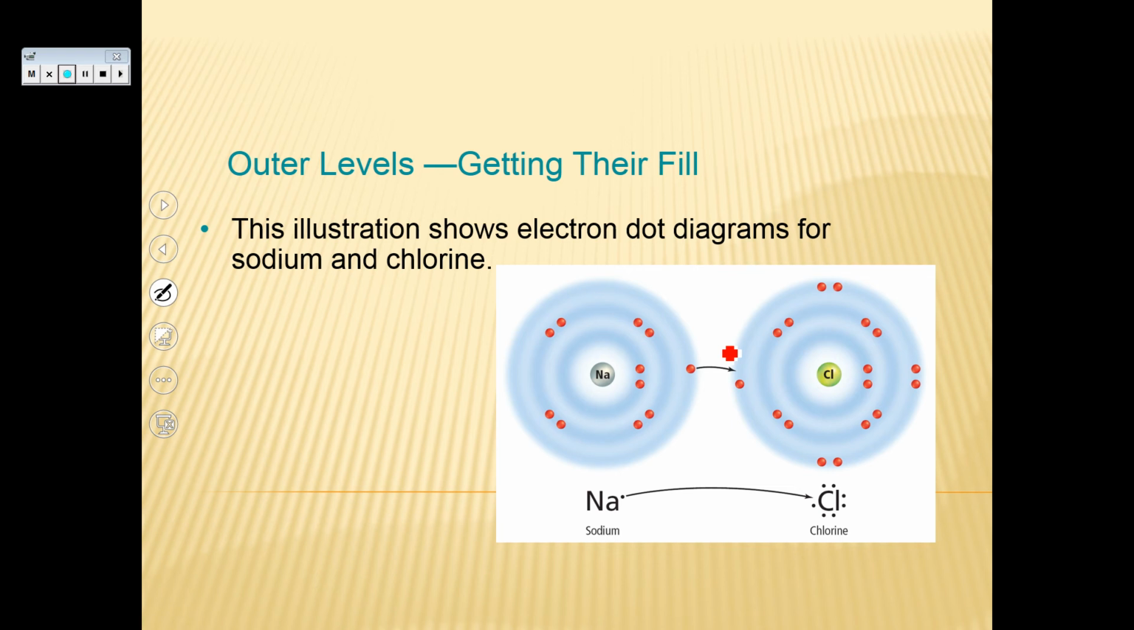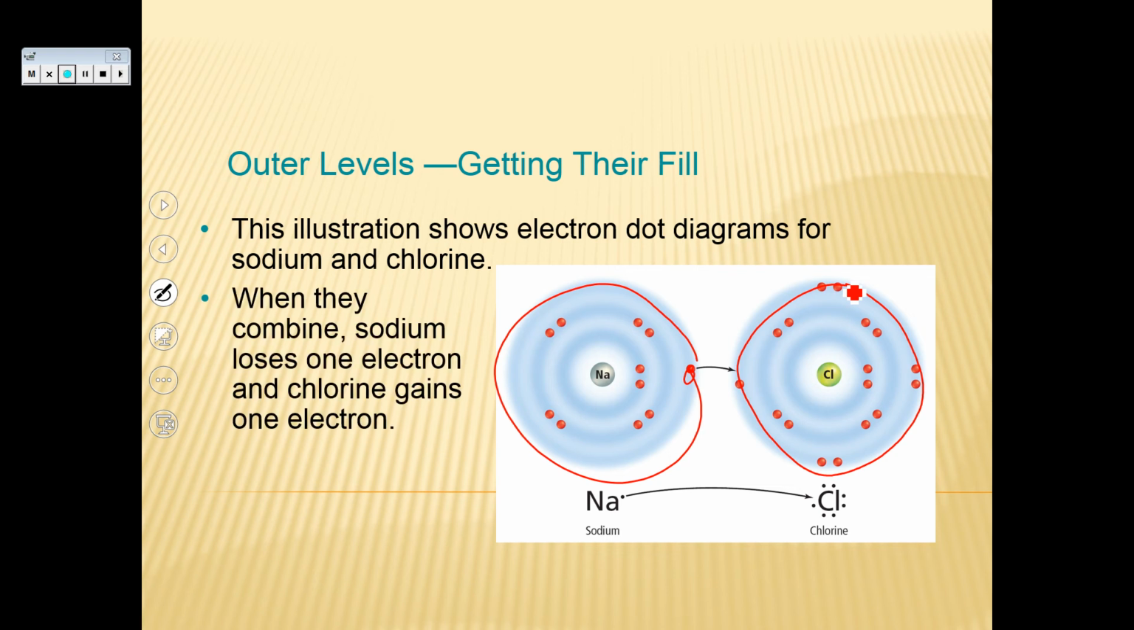Sodium is in group 1. It has 1 valence electron in its outer ring. Chlorine is in group 7. It has 7 valence electrons in its outer ring. When they combine, sodium will lose its 1 electron and chlorine will gain that electron.